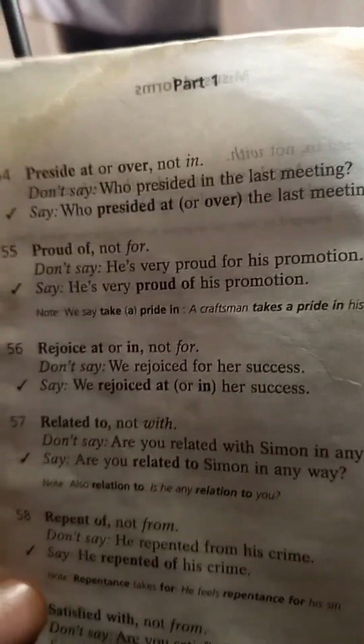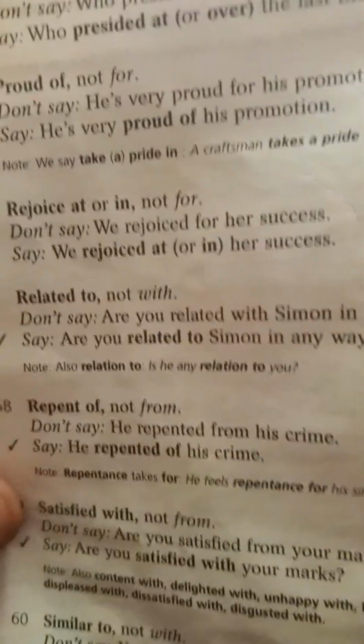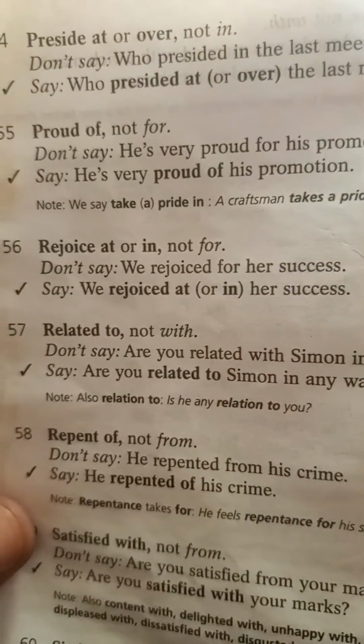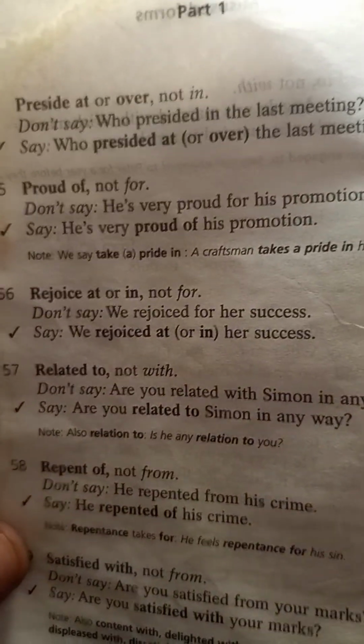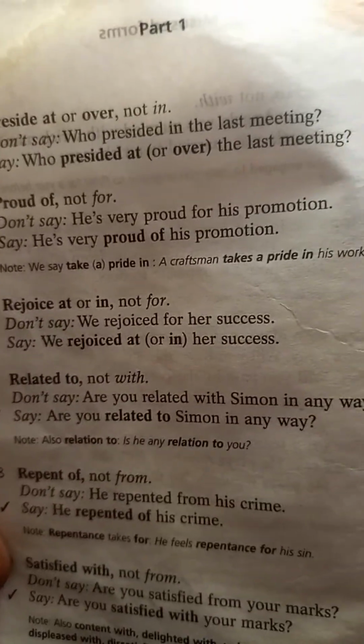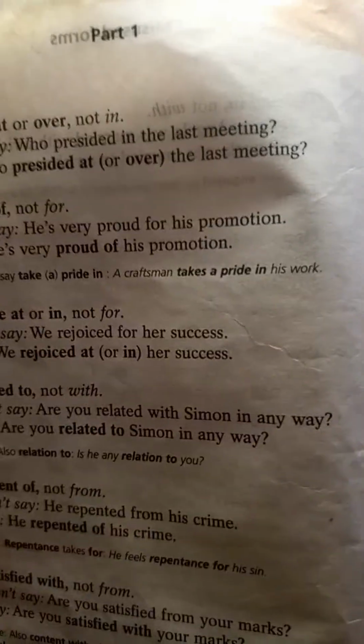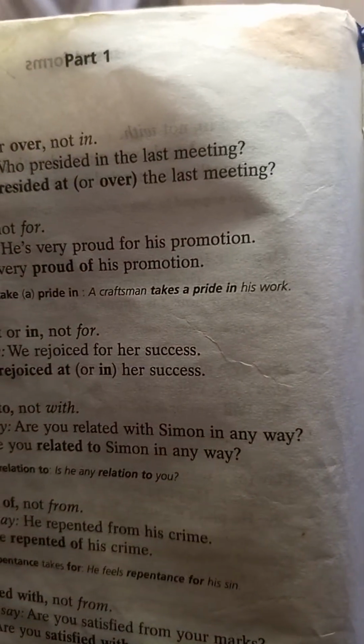Okay, so rejoiced goes with at or in. We move to the next, related to. We say related to, not with. You cannot say related with, but related to. You should not say, are you related with Simon in any way?